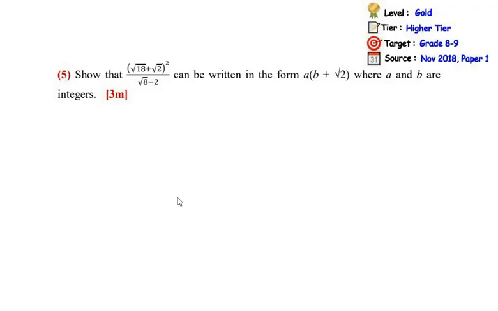That is the silver cleared. If you want those top grade 8 or 9 marks, it's time for the gold level questions. These are the hardest multi-step algebraic surds problems from the very back of Edexcel papers. So the question is, show that square root of 18 plus square root of 2 the whole square divided by square root of 8 minus 2 can be written in the form a times b plus square root of 2, where a and b are integers. So pause the video for this question and give it your best shot. And let's see if you can beat this boss level question.